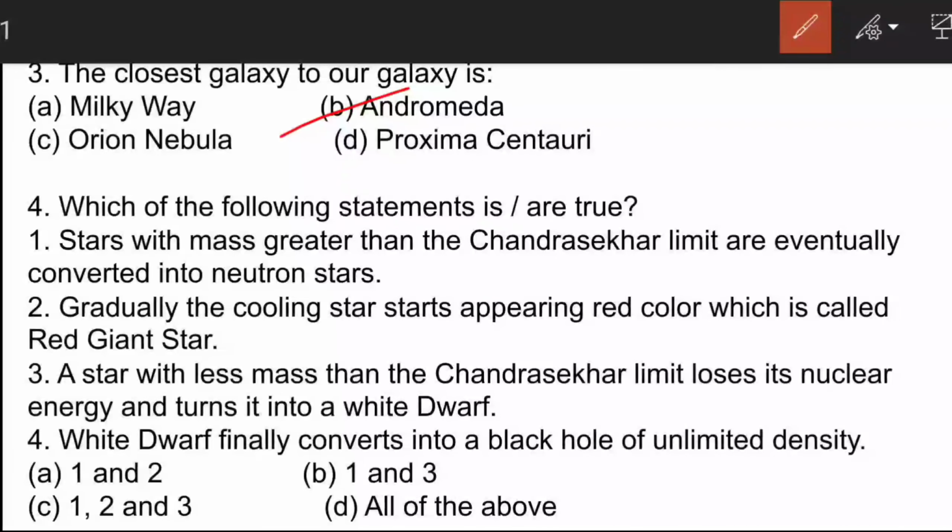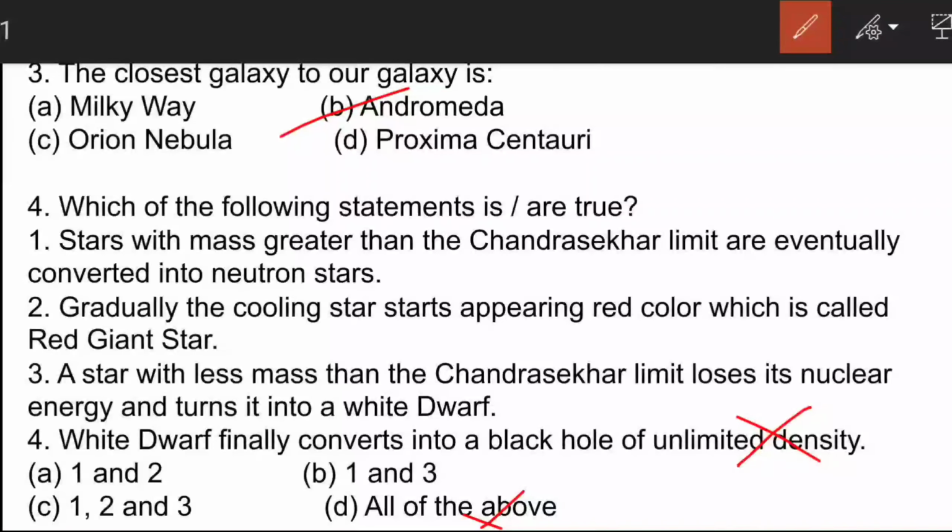The next question is, which of the following statements are true? Stars with mass greater than the Chandrasekhar limit are eventually converted into neutron stars. Gradually the cooling star appears red in color, which is called a red giant star. This is a true statement. A star with less mass than the Chandrasekhar limit loses its nuclear energy and turns into a white dwarf. The fourth statement is, white dwarf finally converts into a black hole of unlimited density. So here if we see, the fourth statement is wrong, so we can easily eliminate this.